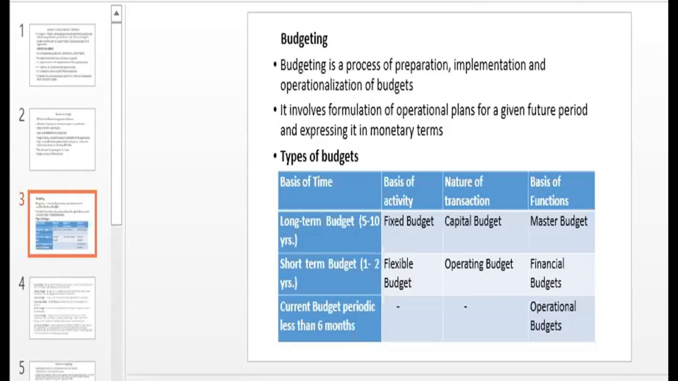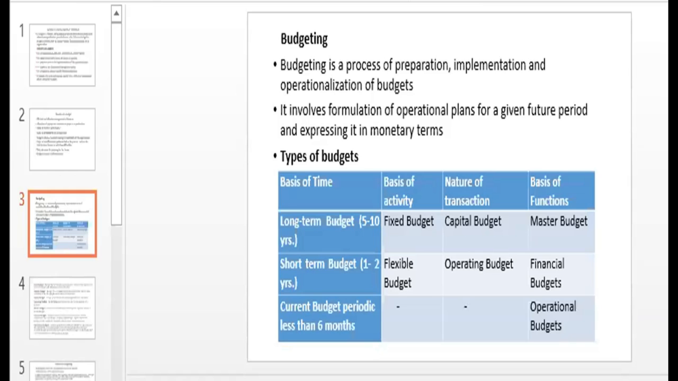Then classifying with regard to the nature of transaction, we have capital budgets, which are long-term in nature. And then we have operating budgets. Operating budgets are normally 1-year budgets. Like governments have capital budgets, which are long-term, and then the 1-year budget, which are operating budgets. Then, on the basis of function, we have the master budget, all right, which is long-term. And then we have the short-term budget, financial budgets, which are short-term.